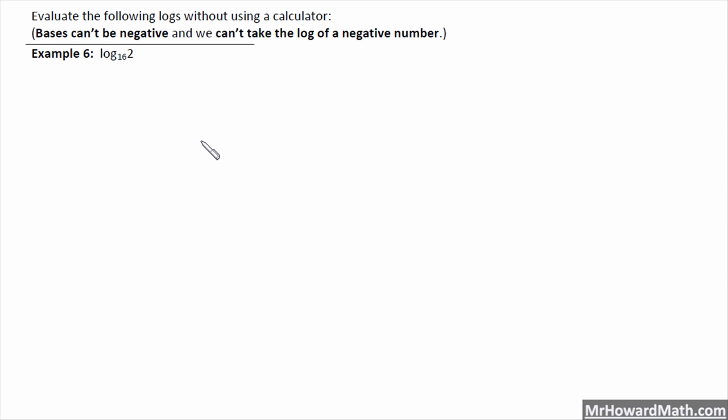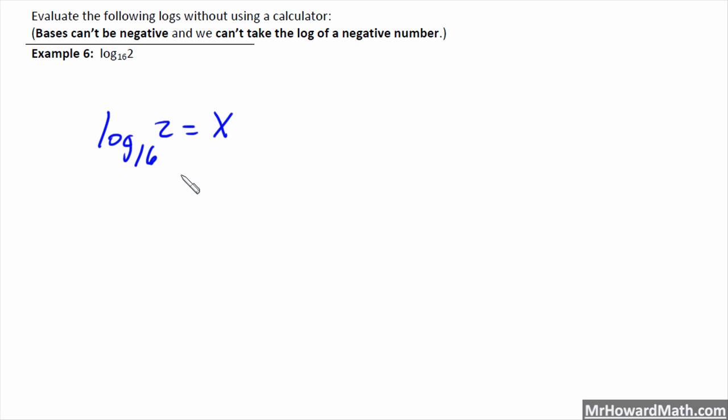All right, now to example 6 here. It says evaluate these without using a calculator. Bases cannot be negative, so this is the base, and we can't take the logarithm of a negative number. So this, called the argument of the logarithm, cannot be negative. Okay, so we have log base 16 of 2. So log base 16 of 2 equals what?